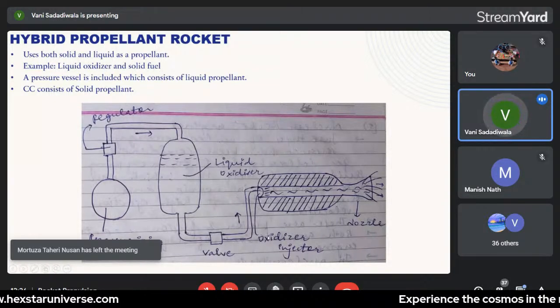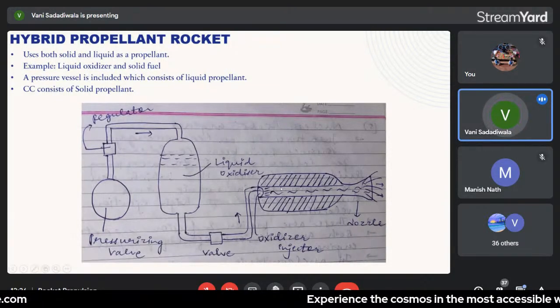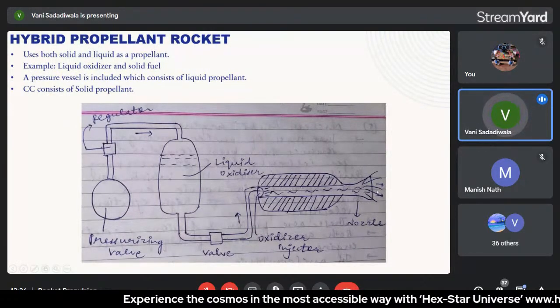And then after the oxidizer is injected through the spray, and here the combustion occurs, which helps in imparting the thrust at higher velocities.